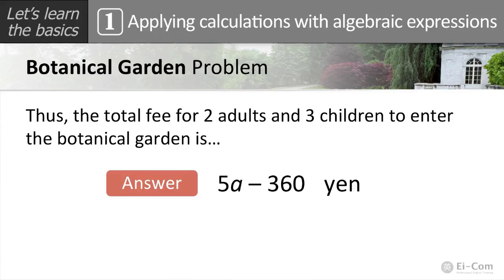Since the word yen is not part of the expression, but only tells us the units of the expression, it is a good idea to separate it in some way. We can do this by putting parentheses around the word yen, as shown in the textbook. Or we can put parentheses around the expression itself, like this. I prefer this way because it clearly shows that the entire expression has the units of yen.